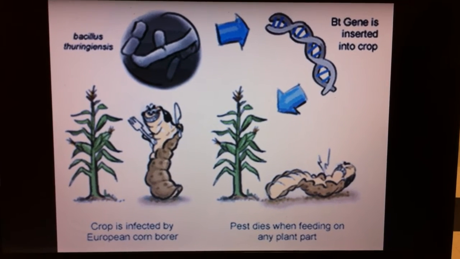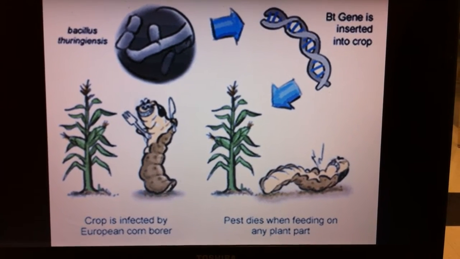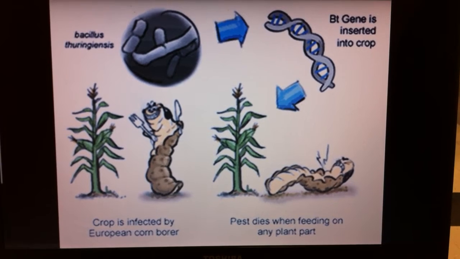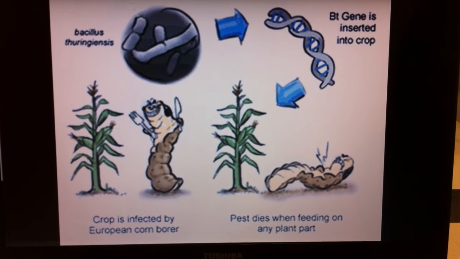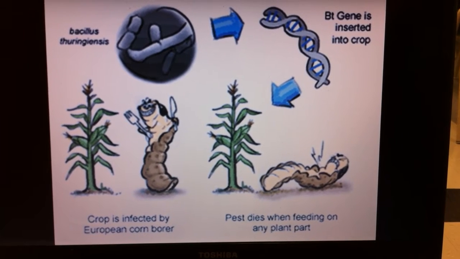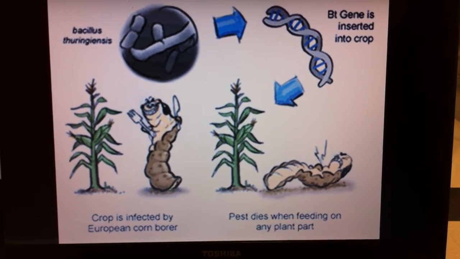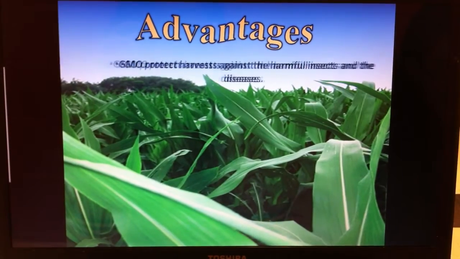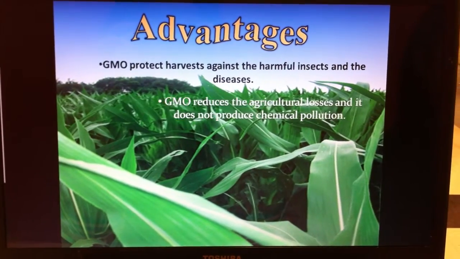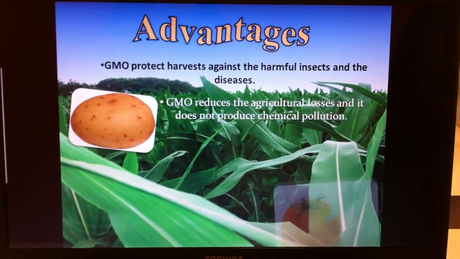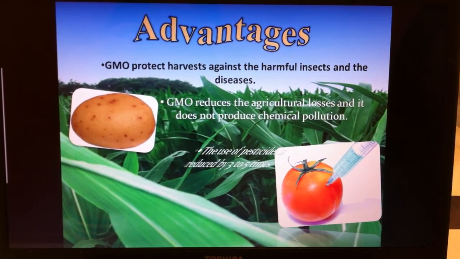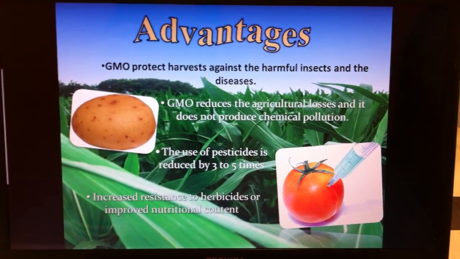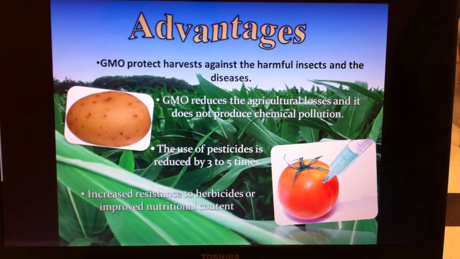This method helps in the protection of corn and it is used in organic farming. These are some examples of genetically modified plants that contain the Bt toxin: potatoes, corn, cotton, or tomatoes. The GMO resistant to insects have many advantages. They protect the harvest against harmful insects and disease. GMO reduces agricultural loss and it does not produce chemical pollution. That's why it ensures a preventive treatment.